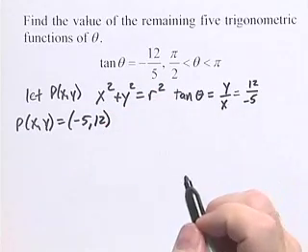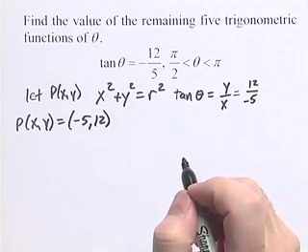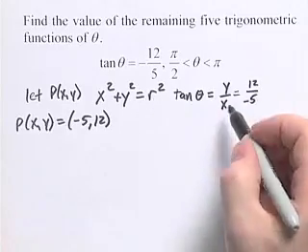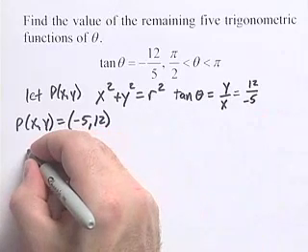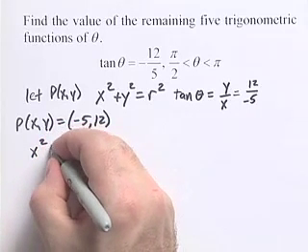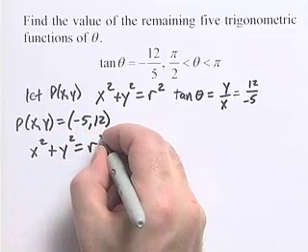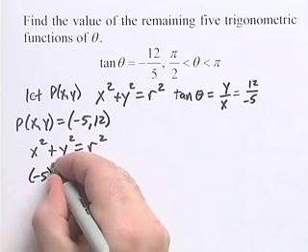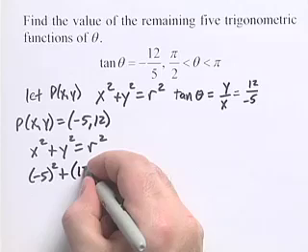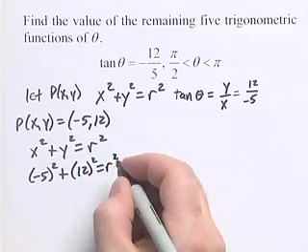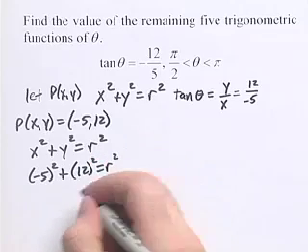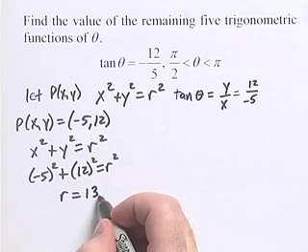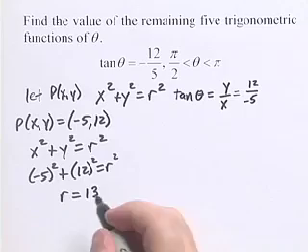And we can use that to find our remaining trig functions. First, we're going to need to find the value for r. Since we know x and y, we'll put those values in. X squared plus y squared equals r squared. That's our circle. X is negative 5. Negative 5 squared plus 12 squared equals r squared. And if we solve this for r, we'll get that r is equal to 13. Remember that r is the radius of the circle, so it's going to be a positive value.